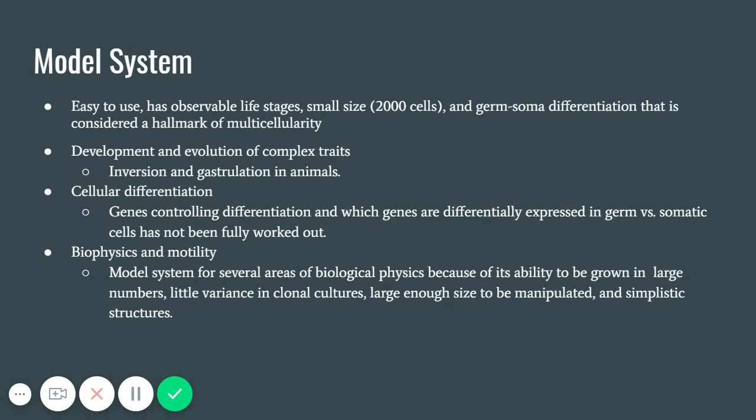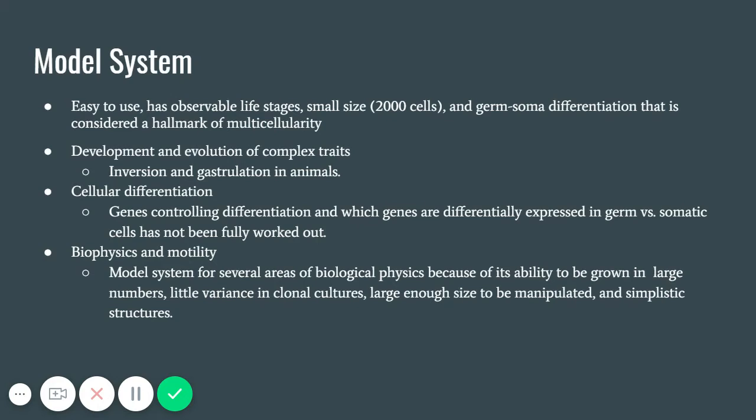There are several advantages in using Volvox carteri as a model system. It is easy to use, it has observable life stages, its small size, and germ soma differentiation. Volvox has been useful in researching the development and evolution of complex traits due to its simplicity.